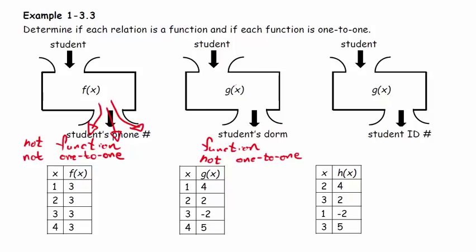Okay, here we're going to input a student and output that student's student ID number. So each student has only one student ID, so this is a function. All right, now each ID number is associated to only one student. So yes, this is one-to-one.